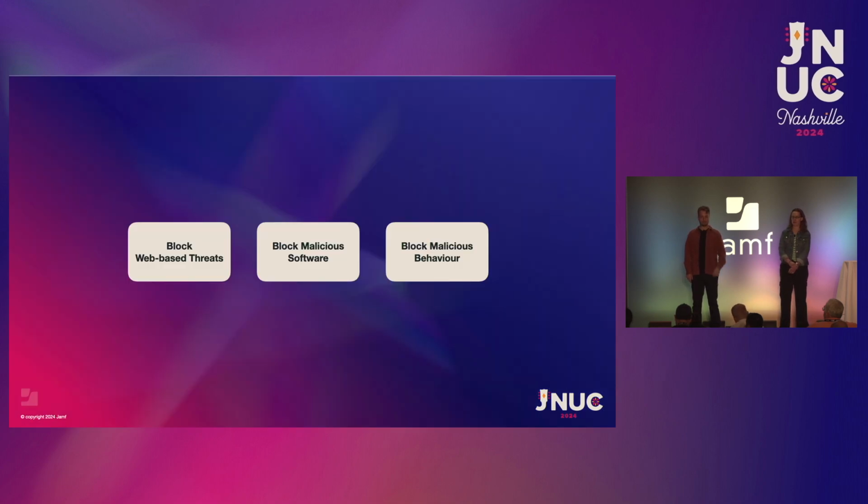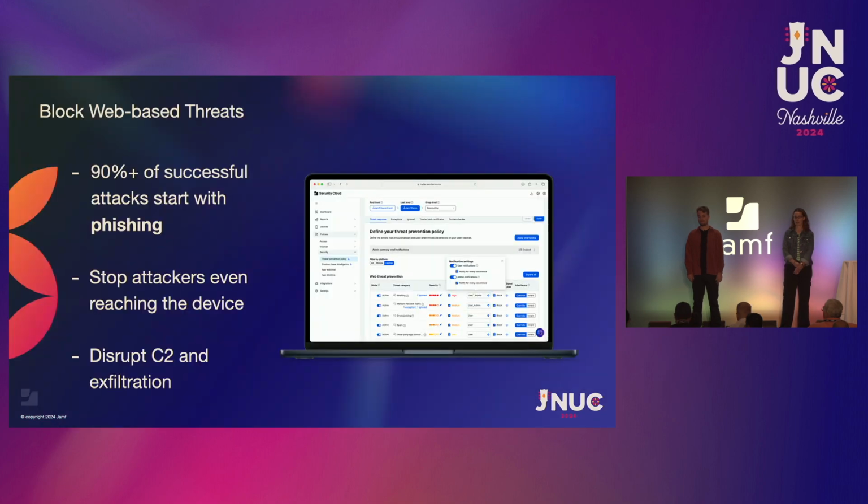The 3 key types of blocking mechanisms for more advanced threats are blocking web-based threats by protecting users and networks from threats encountered while browsing on the internet. Blocking malicious software is preventing malicious software or untrusted, unsafe applications from being installed or executed on systems within a network. And block malicious behavior by detecting and preventing actions or activities within the system, network, or application that are deemed harmful, suspicious, or unauthorized.